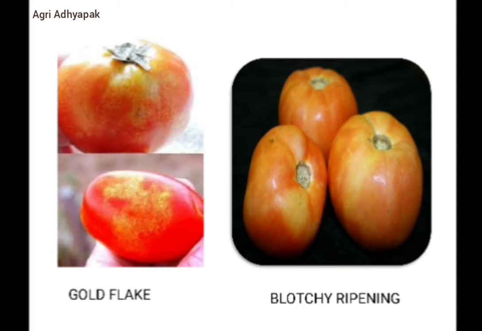Gold fleck is majorly due to low calcium and potassium ratios, a difference in the calcium and potassium ratios. The other disorder is blotchy ripening, and blotchy ripening is majorly due to potassium deficiency.